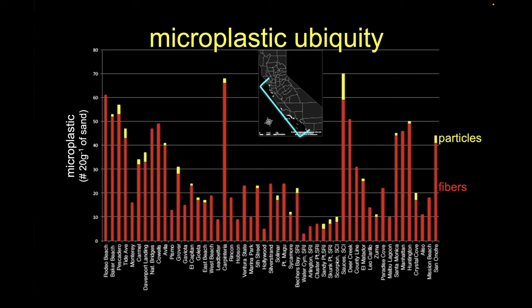And so one clue as to what's going on here is, have a look at the yellow versus the red. The yellow would be essentially a piece of a plastic, a piece of something that broke down and broke down and broke down. So this is a chunk of something that was bigger. The fibers are little mini ropes, little mini strands of braided plastic. And while we have particles and fibers just about everywhere, we have, on average, way more fibers than we do particles. The big difference is when we get to the islands, fibers are always common, but the relative amount of fibers versus the relative amount of particles shifts.